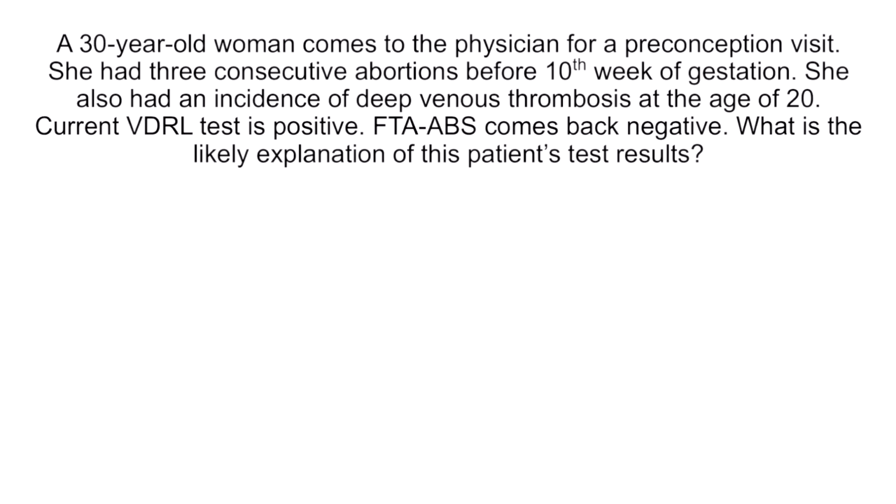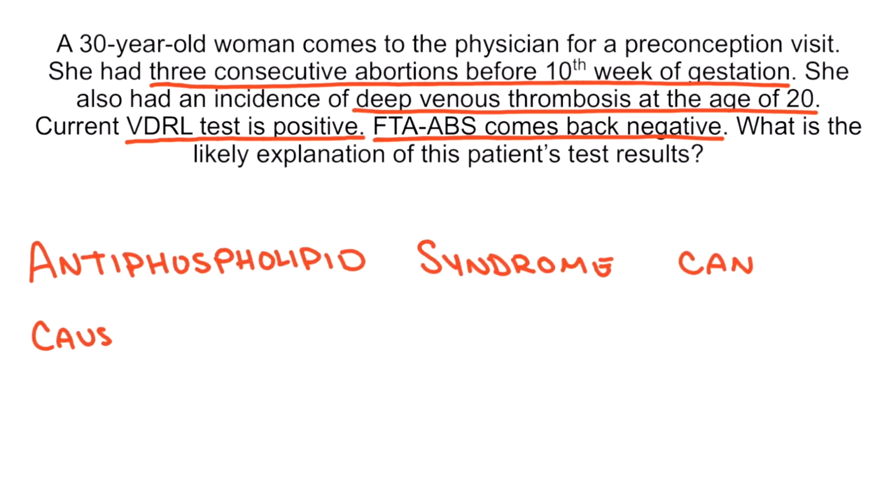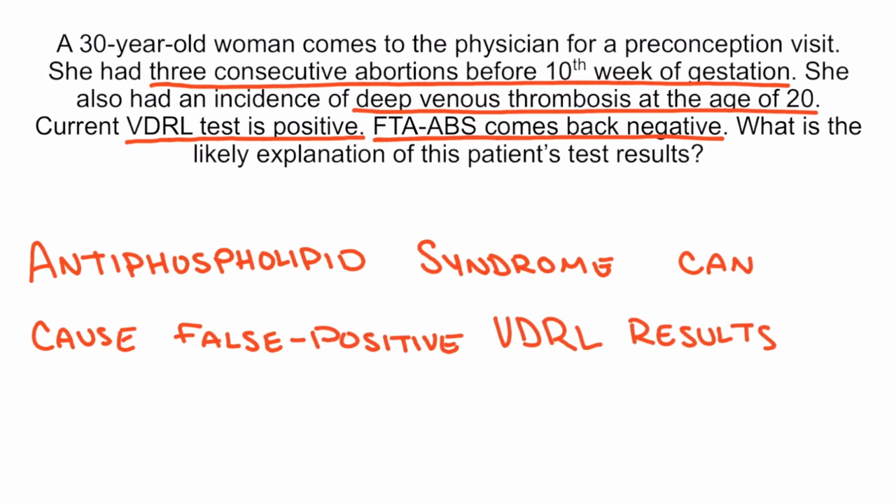The patient has had 3 consecutive abortions before the 10th week of gestation. She also has deep venous thrombosis at the age of 20. These clues point towards a diagnosis of antiphospholipid syndrome. Anticardiolipin antibody in the patient with antiphospholipid syndrome yields the false positive VDRL test result. False positivity of the patient's VDRL test result is confirmed by negative fluorescent treponemal antibody absorption. Therefore, we should consider antiphospholipid syndrome as one of the differential diagnoses of false positive VDRL.